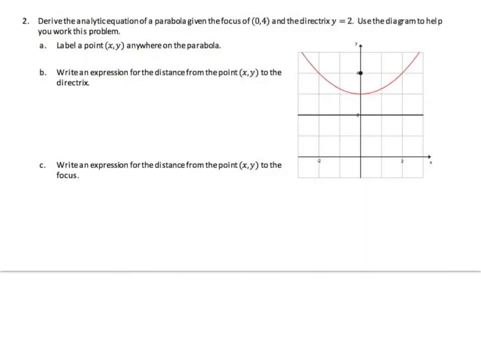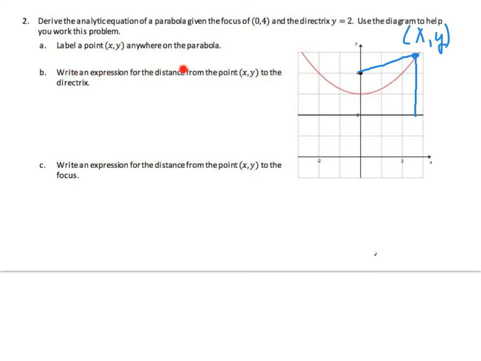All right, so let's get into the meat of this. Derive an analytic equation of a parabola given the focus (0, 4) and the directrix y equals 2. Use the diagram to help you work this problem. Okay, first let's label a point (x, y) anywhere on the parabola. I went right there, and it's (x, y).